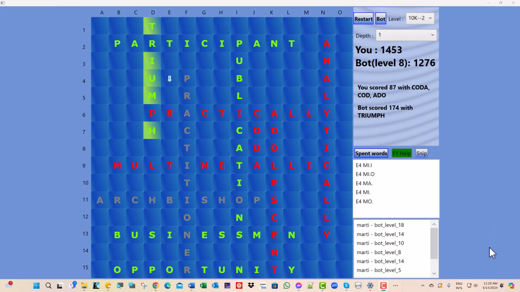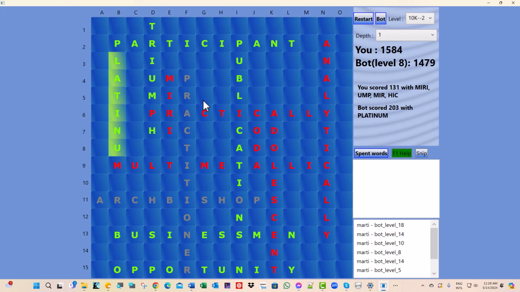The bot got 174 points with Triumph, which is a bridge with 3 spans. I put my arrow now in E4 vertically, and I have the possibility of making several words between 2 parallel words. So I enter this, and I have the words MIRI, AMP, MIR, and HIC, which are all in the dictionary. And I got 131 points.